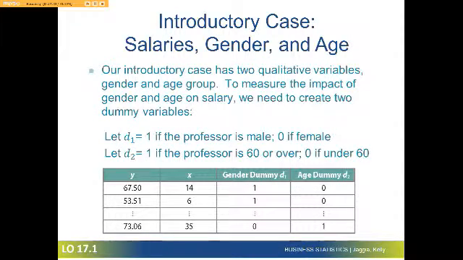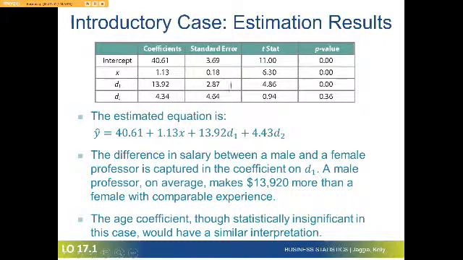If we had an example where we're trying to figure out whether we have some impact on salary based on experience, whether or not you're male, 1, 0 female, or age, if you're over 60 or not, we could run this regression, 1 being 60 or over, 0 being under 60. Run the regression, we get this.